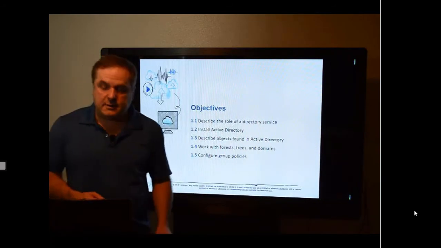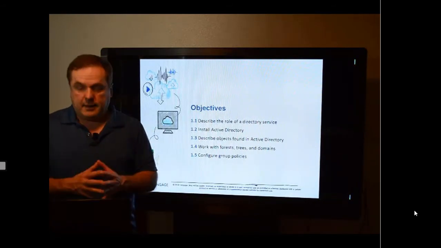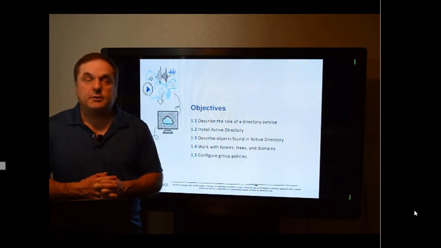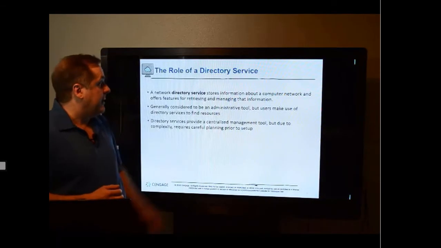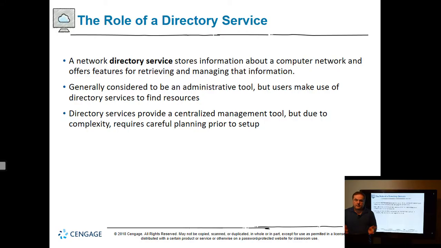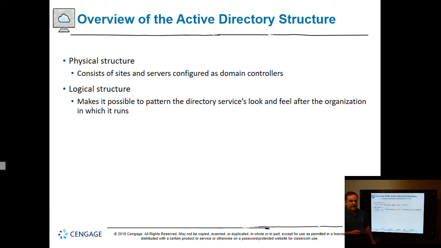Here are some of the objectives: describing the role of a directory service, installing Active Directory, and describing different objects, forests, trees, etc. So the role of a directory service: a network directory service stores information about a computer network and offers features for retrieving and managing that information. So this is an administrative tool. Active Directory Users and Computers is one of the main tools that we use. Directory Services provides a centralized management tool, but there's lots of setup that goes along with that.